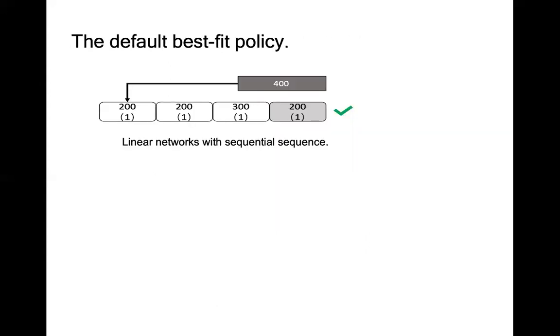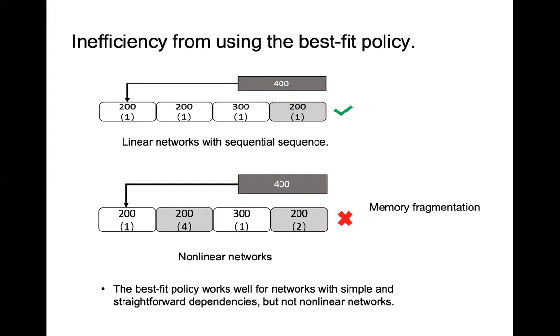This policy works well for linear networks. Here, the white blocks represent the free regions. If an incoming allocation request for a tensor is 400 megabytes, for the linear network, it can serve the request because the combined region from the released tensors has enough space. However, for the nonlinear network, though there are 200 megabytes and 300 megabytes of empty space, it cannot serve the incoming request because they are distributed in two separate lists.